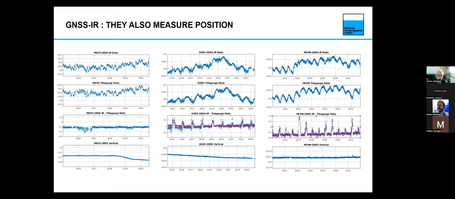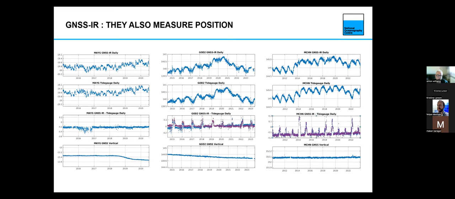For this site, over the period 2018 to 2020, it had some movement due to magma chamber movements in the area. But what we can see is that both the GNSS-IR and tide gauge do not see that, because they both are measuring to the same water level.